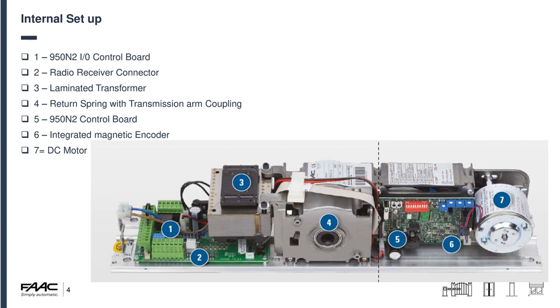The laminated transformer is there. Number four is the return spring with transmission arm coupling. Now, this is obviously where the operator's arm is connected into the operator. The 950 N2 control board is number 5, number 6 is the integrated magnetic encoder, and number 7 is the DC motor.